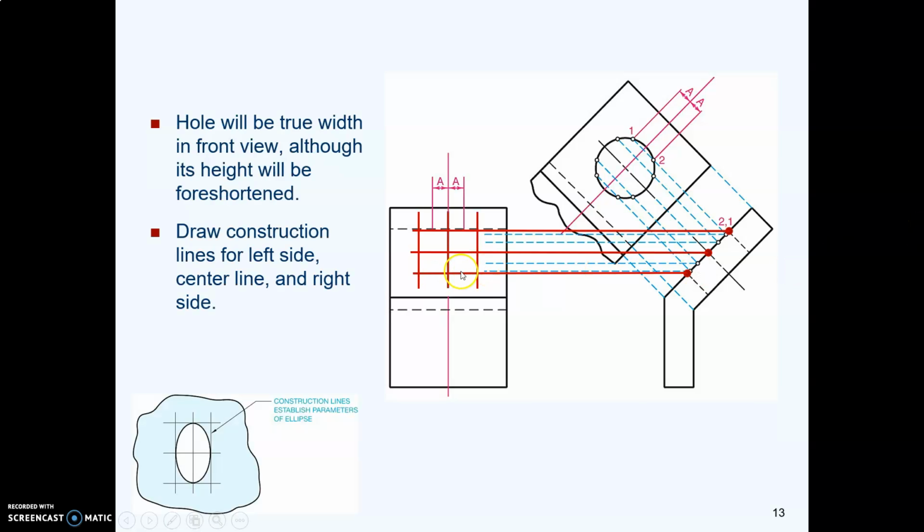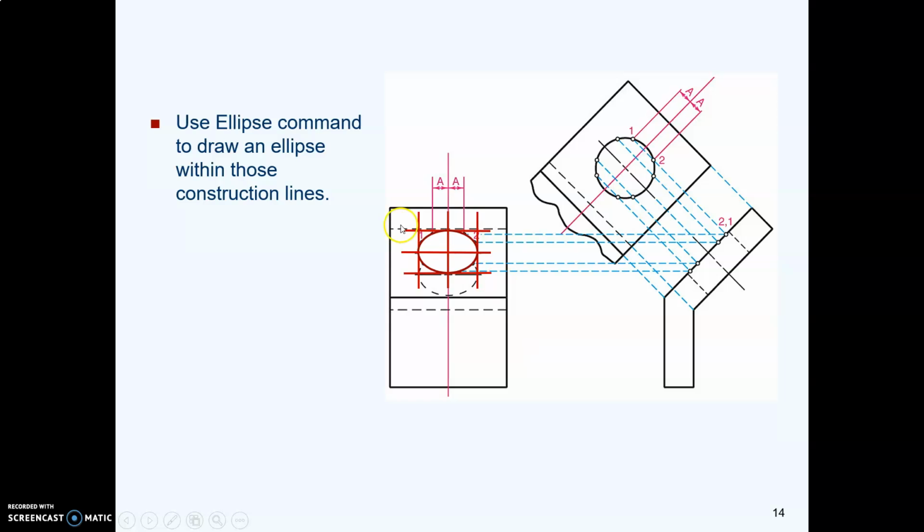The width is not foreshortened, so however wide that hole is, I forget, 1 inch, I think, something like that, the width is still full width. It's just the height that got squished. So we can draw construction lines for the width. Now we have a nice box, and inside that box we can use our ellipse command and draw an ellipse.